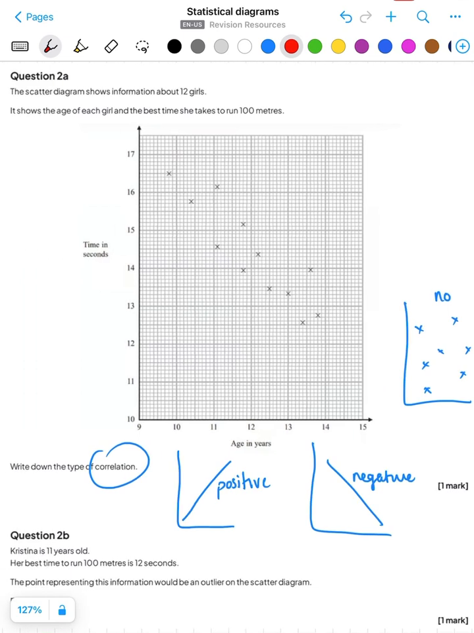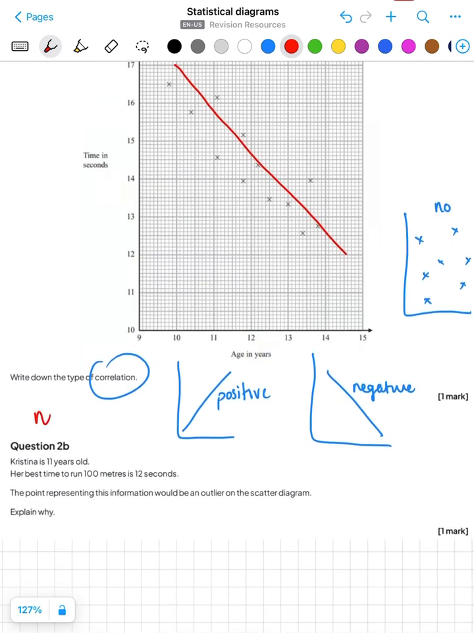This is a scatter diagram to show how 12 girls and their ages take to run 100 meters. What we can see is that our line of best fit would be going in this direction, which is a negative correlation. Typically, part B of a scatter diagram question will use the fact you have drawn a line of best fit. So you must draw a line of best fit. Everyone will be a slightly different line of best fit.